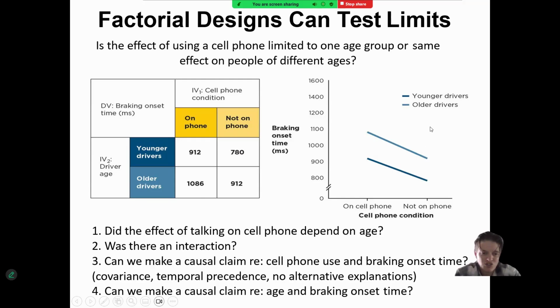So can we make a causal claim from this? We have to look at all those things we talked about before. Are there alternative explanations? Have we looked at covariance and so on? We have to look at all these different factors, but we can examine more than one independent variable at a time, which is what we're adding here in our studies. And so this allows us to test limits. We're testing what is the limit here where these things interact with each other or don't.